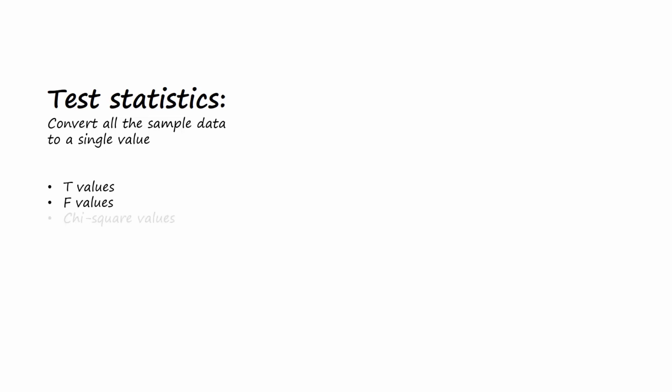Section 4. Test statistics. Typically, hypothesis tests take all of the sample data and convert it to a single value, which is known as a test statistic. You're probably already familiar with some test statistics. For example, t-tests calculate t-values, f-tests such as ANOVA calculate f-values, and chi-square tests produce chi-square values. All of these values are test statistics.